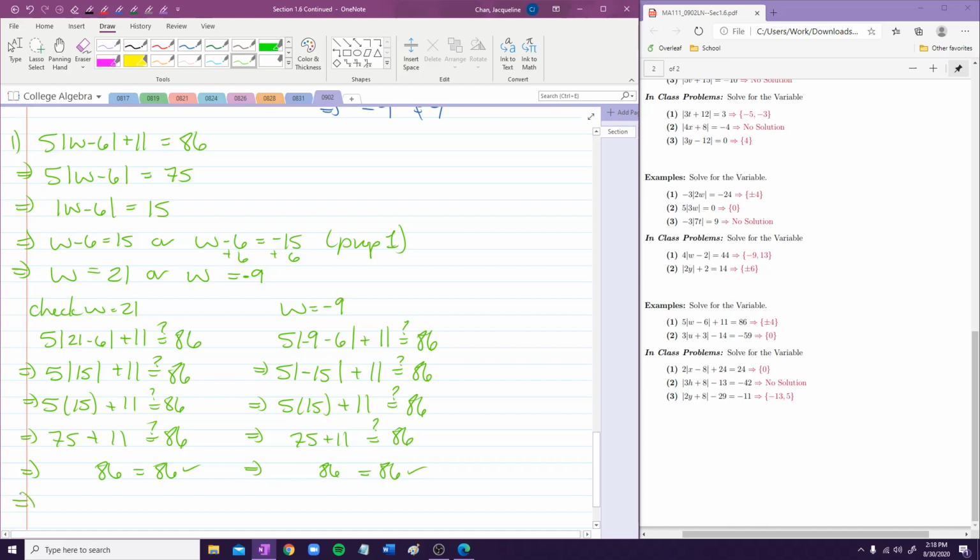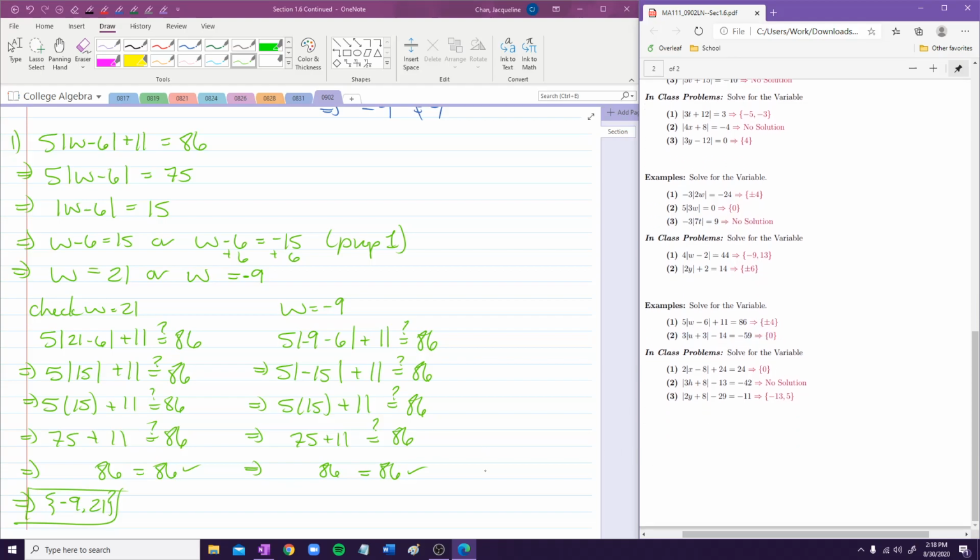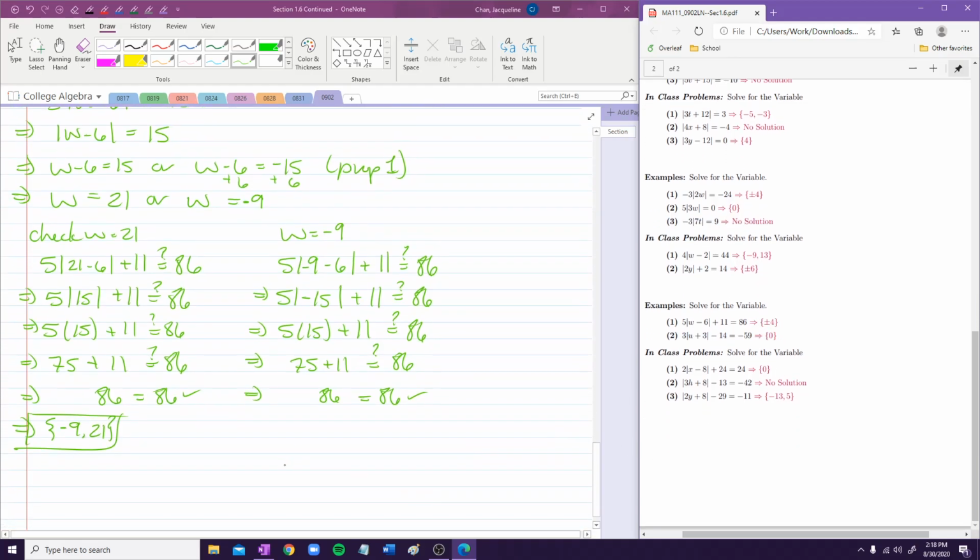So what does this mean? This means that our solutions are negative 9 and 21. Do not look at the right side of the page because I don't think I updated this. I did a lot of copying and pasting with my code, and I think I accidentally transferred the plus or minus 4 and 0 to these, and I didn't write the actual solution. But this is the solution. We've checked it, so this is correct.